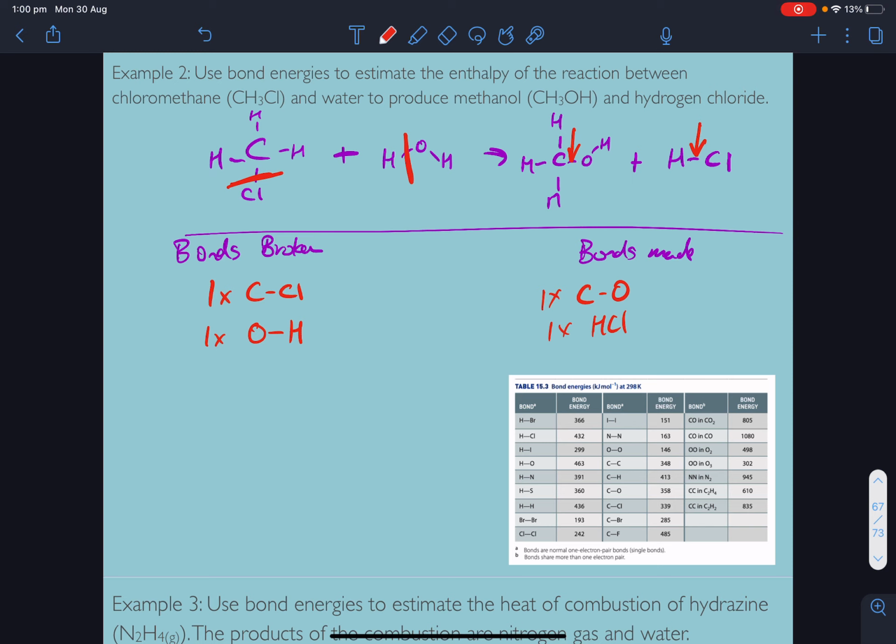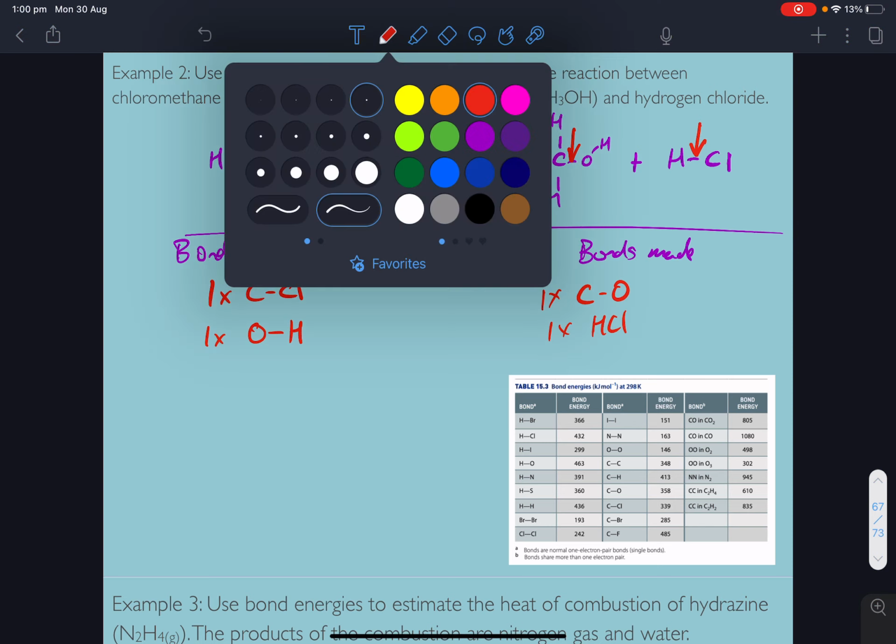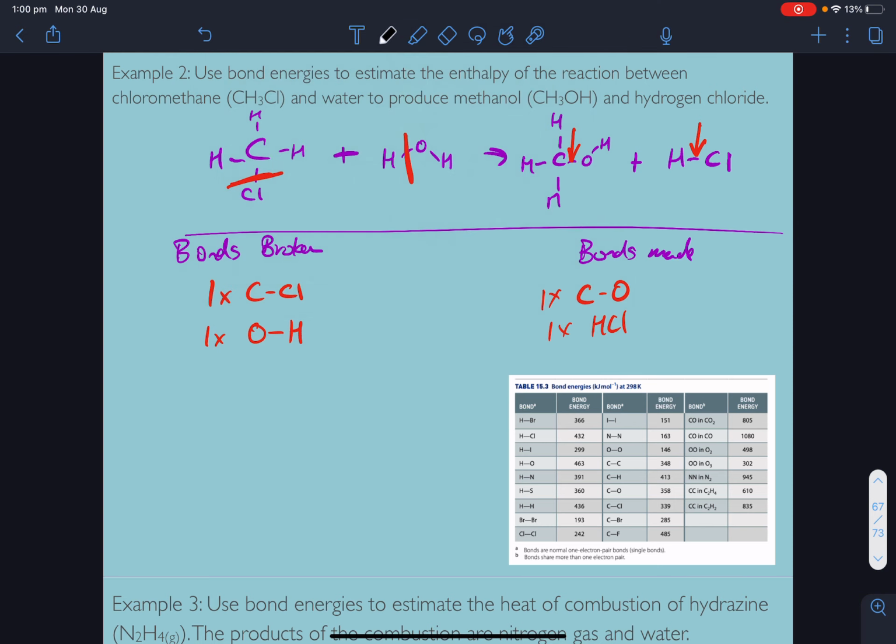I'll change colours and I'll look it up. So a carbon chlorine bond is 339. And an oxygen hydrogen bond, there it is, 463. I was thinking it might not be on the table. A CO bond. Oh, look, we've got a different... let's just choose one.